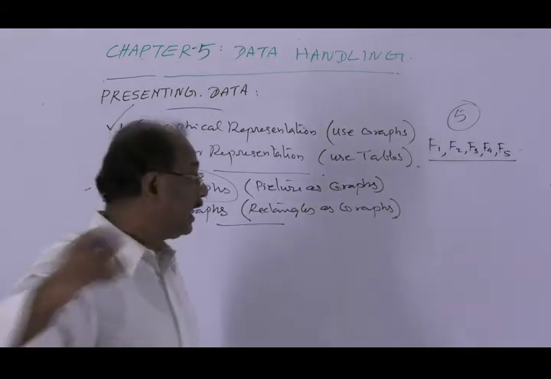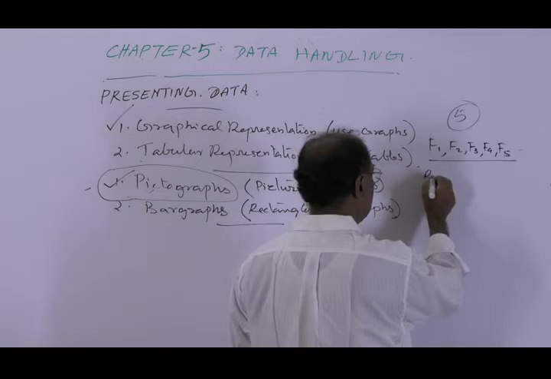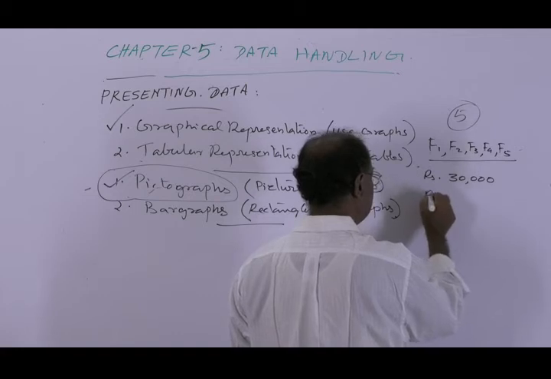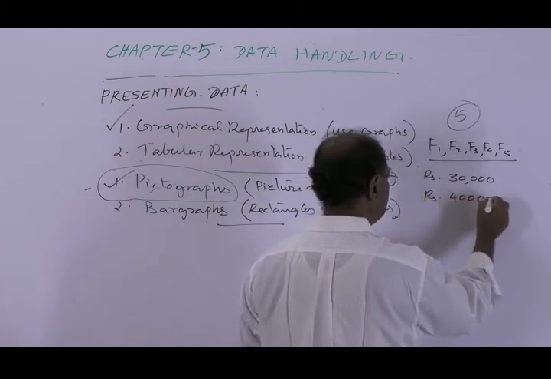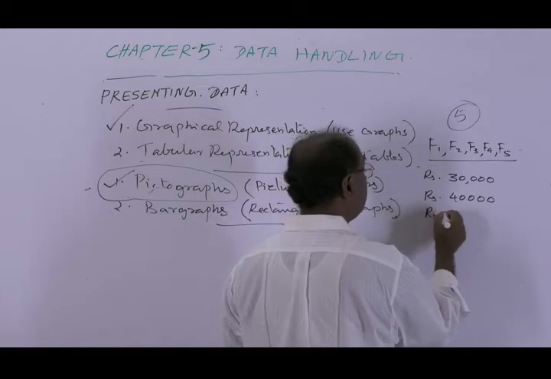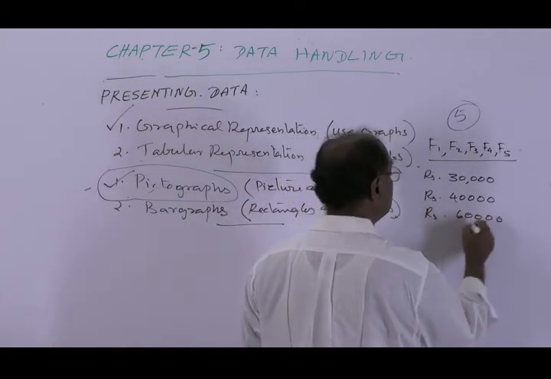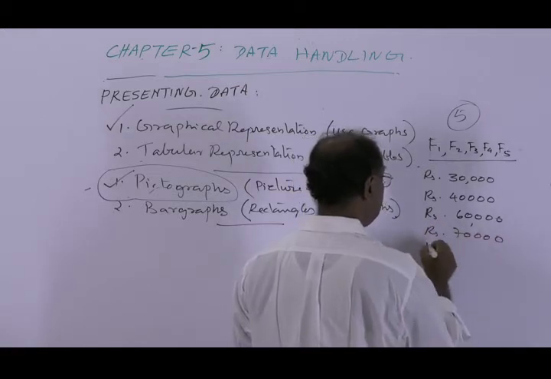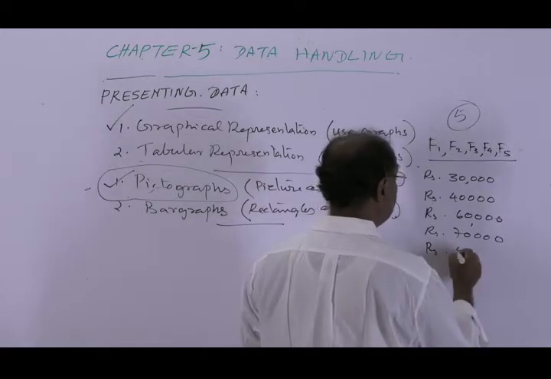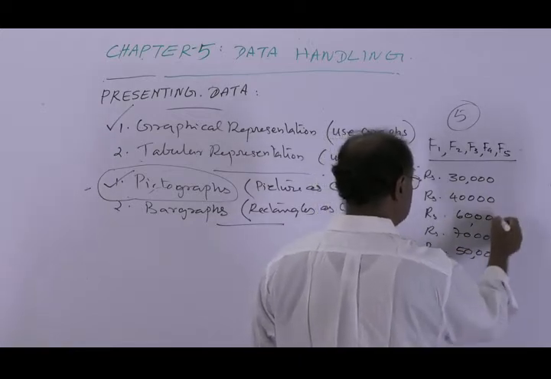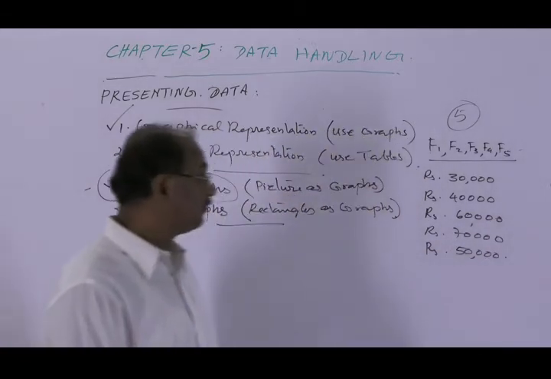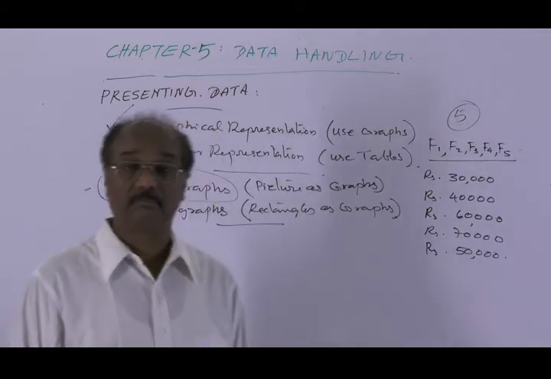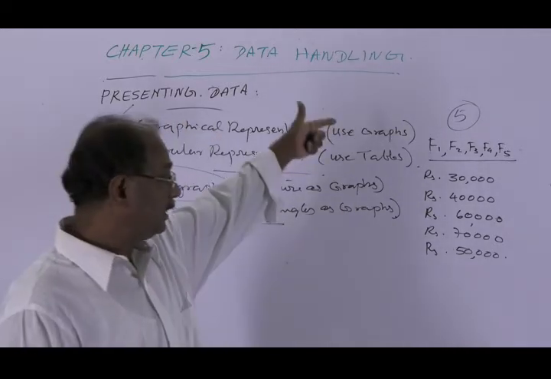Also suppose the annual incomes of these families are: for the first family, 30,000 rupees; for the second family, 40,000 rupees; for the third family, 60,000 rupees; the fourth family, 70,000 rupees; and the fifth family, 50,000 rupees. Then we can use pictures to represent this data.